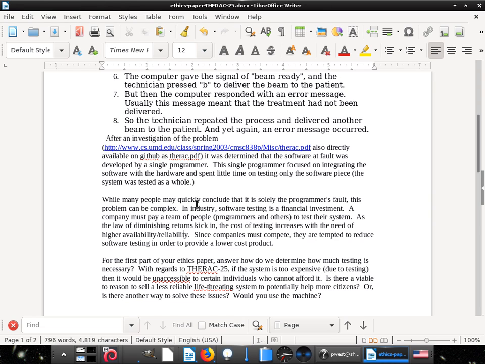All right, for the first part, ethics paper, answer how we can determine how much testing is necessary. Well, how much testing would be necessary for this? Until you find all the bugs. Until you find all the bugs, impossible. Exactly. Until you find all the bugs that involve death. Again, impossible. Remember the halting problem? So it's not practical to do that.